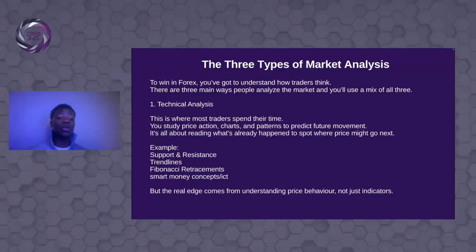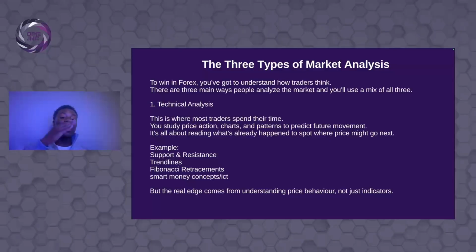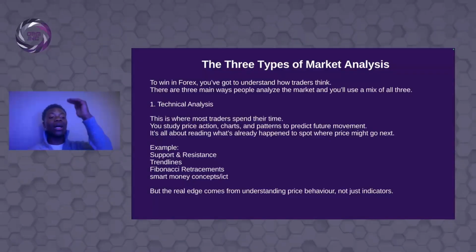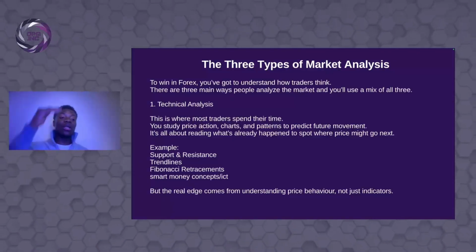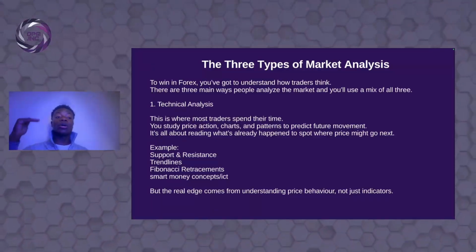You have trend lines. So when the market is trending upwards, when the market is trending downwards, there are points where price connects to another, and you can have a high, a low, a higher low, a higher low, and then a higher high, a higher high. That's an uptrend. Then you have a downtrend, which is a lower high, lower low, lower high, lower low.